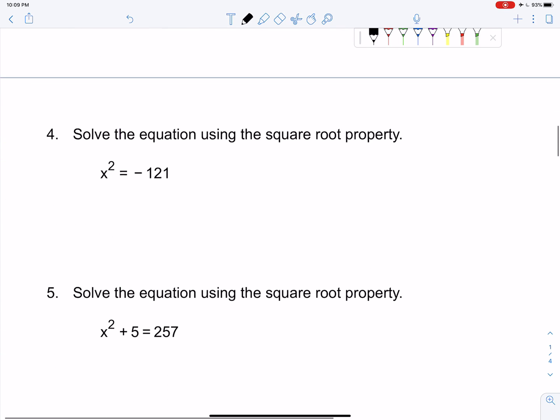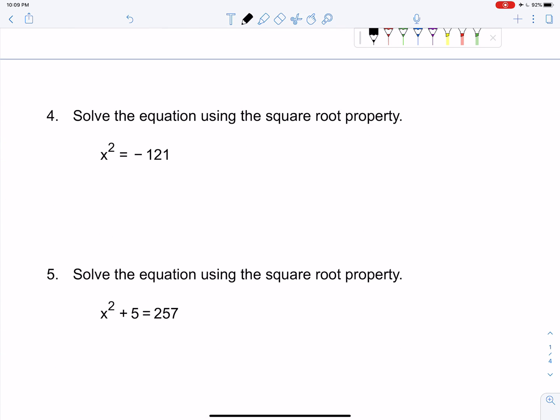We move on to number 4. Now, in the past, before we had imaginary numbers or a complex number system, this would be a big trouble spot. But we're going to square root both sides. Don't forget plus or minus. And because we have imaginary numbers, the imaginary unit is defined, this is no longer going to be a problem.